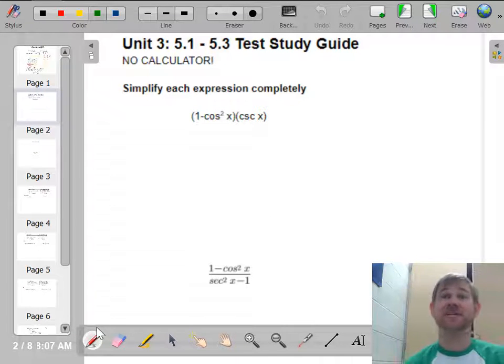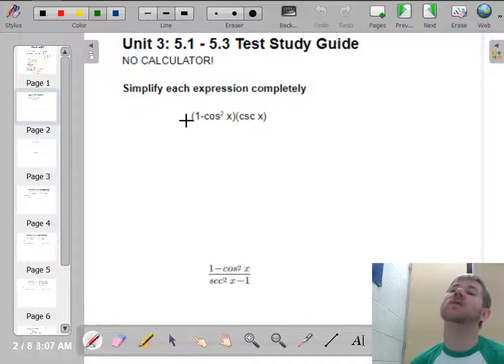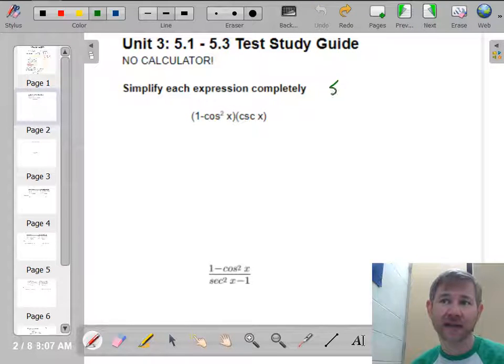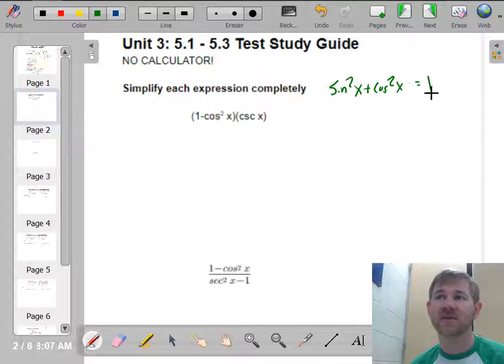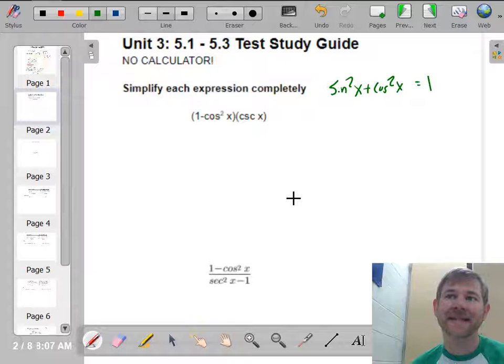Let's go ahead and do some simplify problems because we're going to keep moving. First thing, when you see these problems, there's probably multiple ways you could approach the problem. When I see 1 minus cosine squared, I'm like, that's a thing. So let me remind you of your trig identities. Sine squared x plus cosine squared x equals 1. That is our Pythagorean identity.